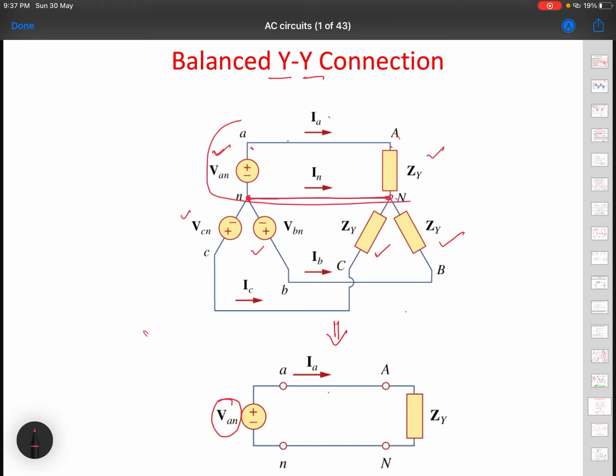That means only one phase I am representing, one voltage and one of the loads, and they are connected, and this makes it very simple. I can calculate the value of current if I want, and I can calculate the value of power if I want, and this makes my analysis simple.